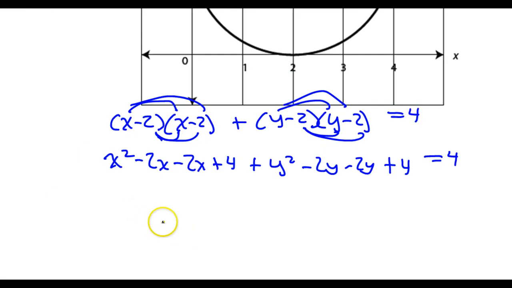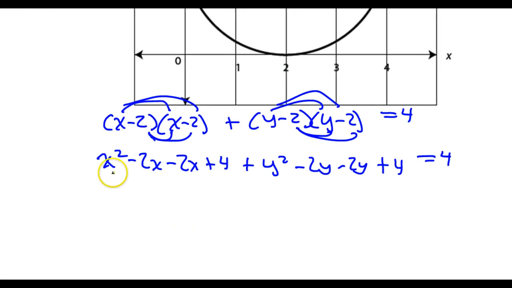So now I'm going to combine some like terms. I've got my x squared and I've got my y squared. I like to put those first, and then putting these together, that's going to be negative 4x. These together is going to be negative 4y. So I've done everything except for the constants.